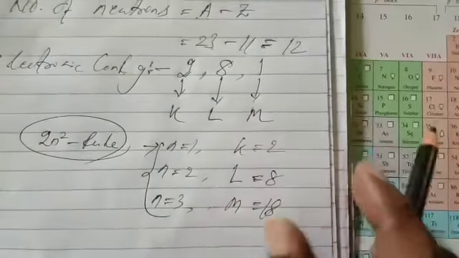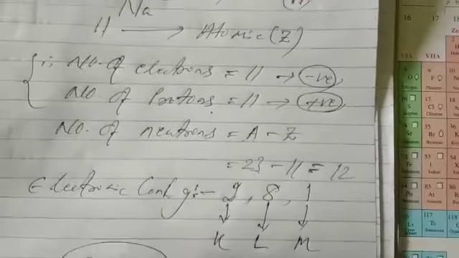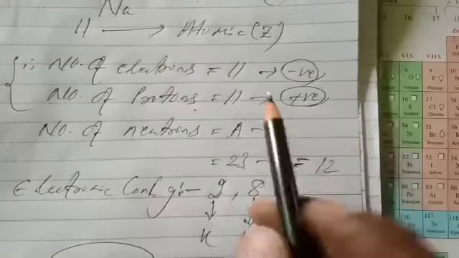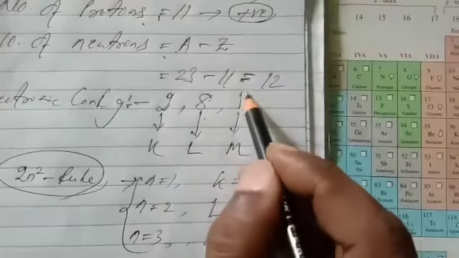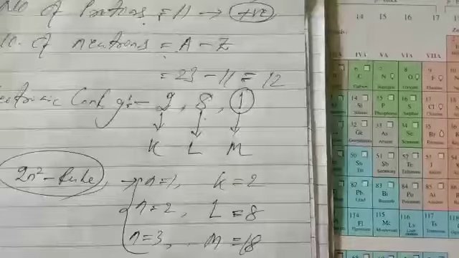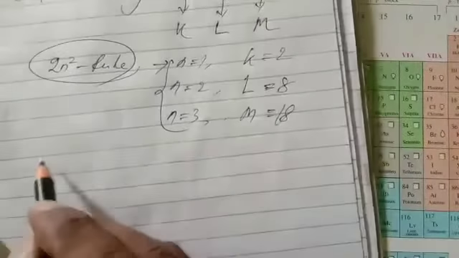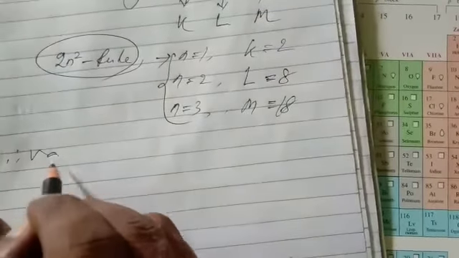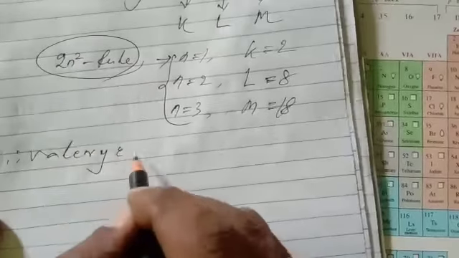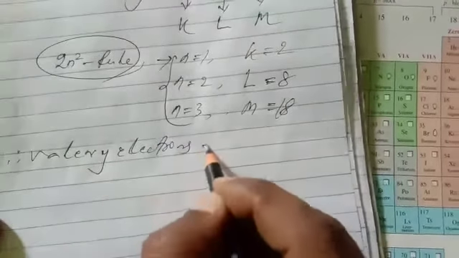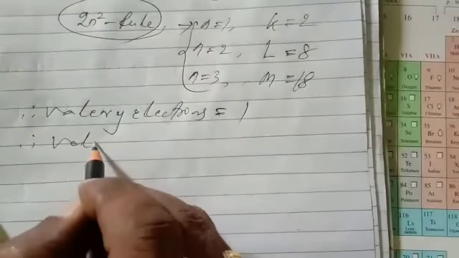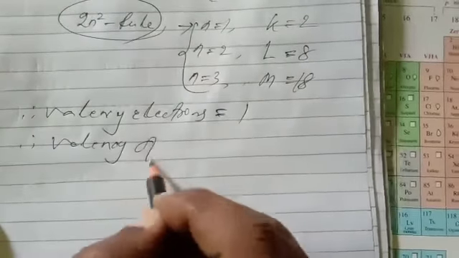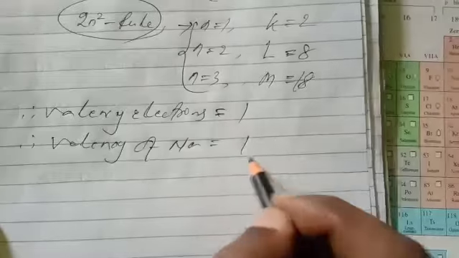This is the basic concept about the atomic number, mass number. After that, you can calculate number of electrons, number of protons, number of neutrons, electronic configuration. One more thing you can calculate here. See, the last shell contains here, in case of sodium, 1 electron. The last shell electrons are called valence electrons. Therefore, valence electrons of sodium is equal to how much? Last shell, how many electrons present? Only 1. Therefore, valency of sodium will be 1. That is monovalent.